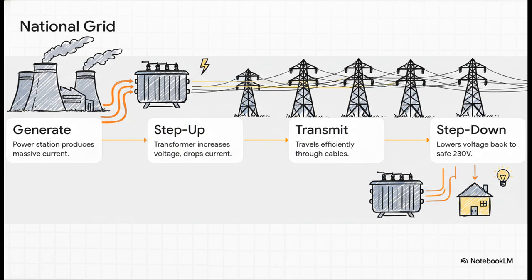Because power equals voltage times current, increasing the voltage means the current drastically drops. This super low current travels efficiently through the cables across the country. And then a step-down transformer lowers the voltage back to a much safer 230 volts for your home.